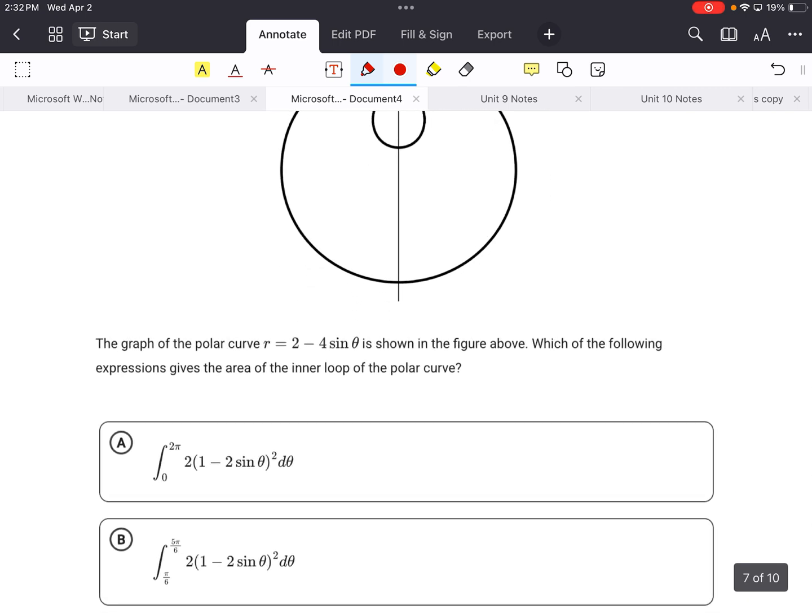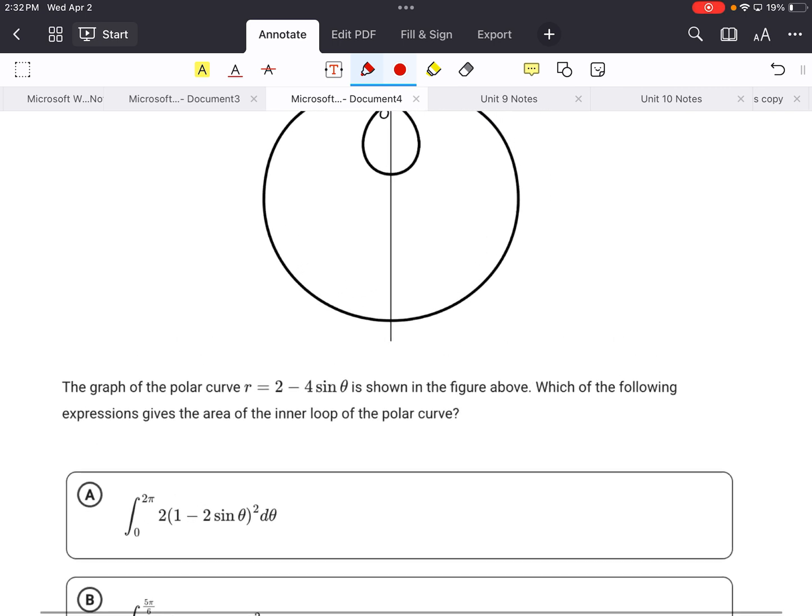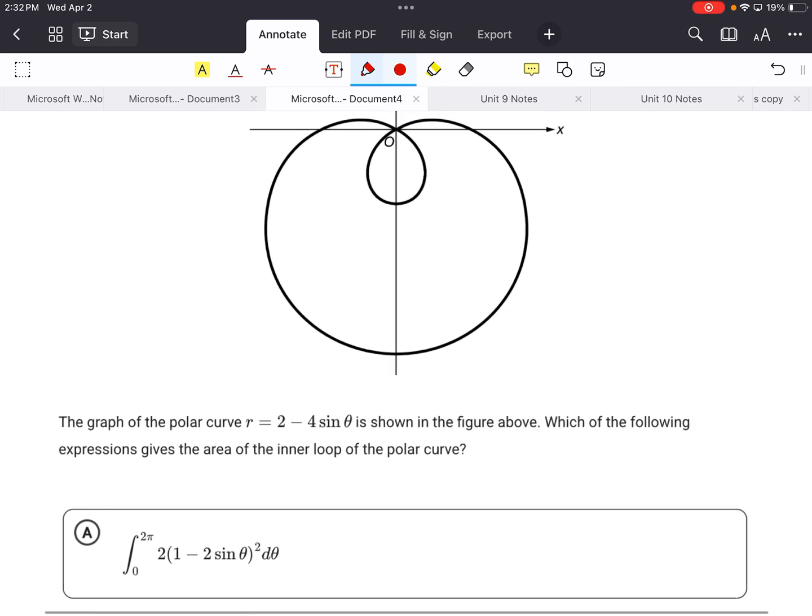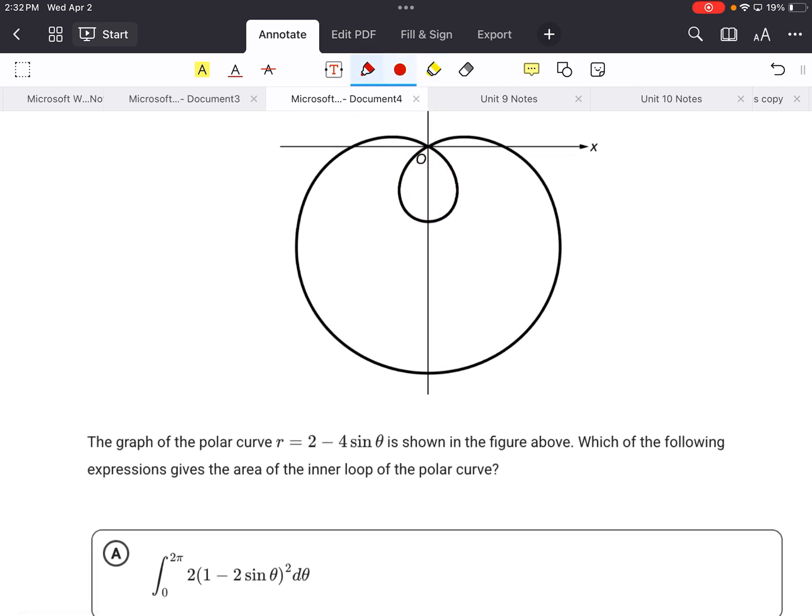Okay, this one. I want to know the area of the inner loop of this curve. I want to know this area. Not the whole thing, just that part. So I know area is 1/2 integral of r squared. And I know r is 2 minus 4 sine theta.